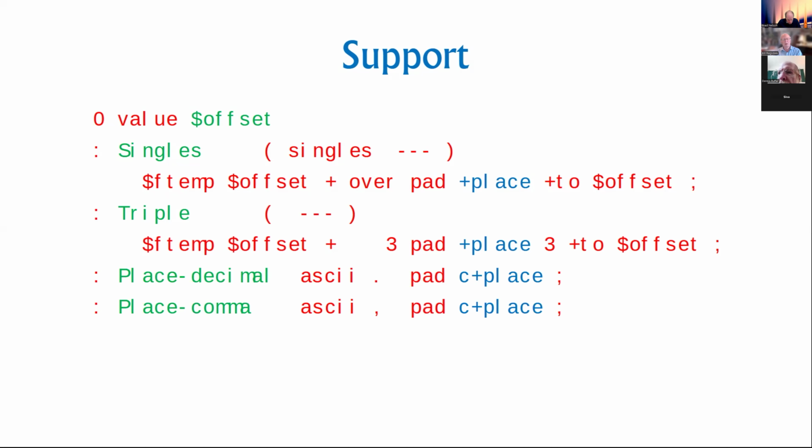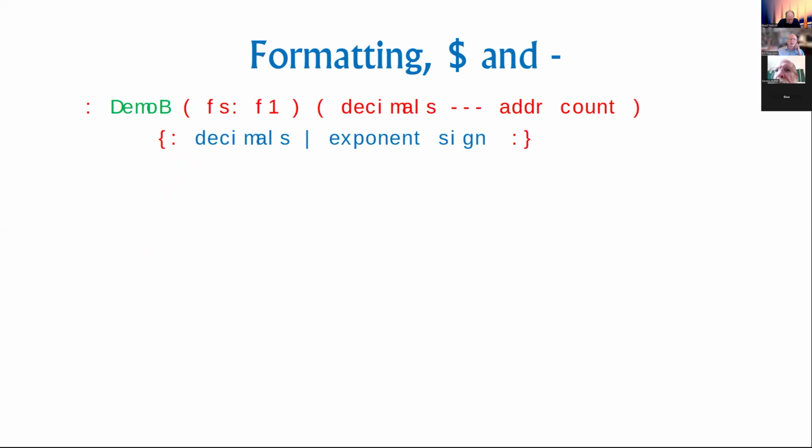Finally, we want to place individual characters, and so place decimal appends a decimal point to the string, and place comma adds a comma. So these are the workhorse program elements that translate characters and then add special characters to it. So my demo in this case is demo B. The input is a floating point stack number F1, and then decimals is the number of decimal points I wish to be to the right of the decimal point. And then what will result at the end is the address and count, which is suitable for typing.